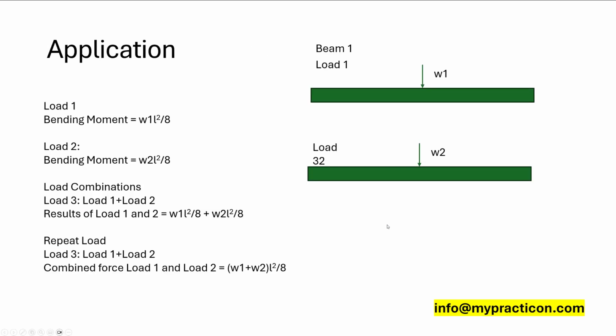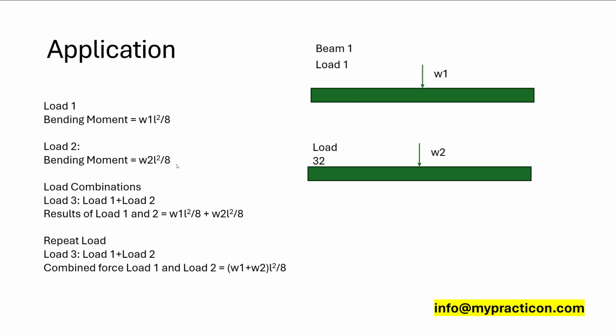If you go to the next slide, I can explain in more detail. For example, in a simply supported beam, load case 1 is W1. Load case 2 here, I have made a spelling mistake, but load case 2 is W2. The bending moment due to load 1 is W1L² by 8. Same thing for load case 2, it is W2L² by 8. So there are 2 bending moments due to the 2 different load cases we extracted.